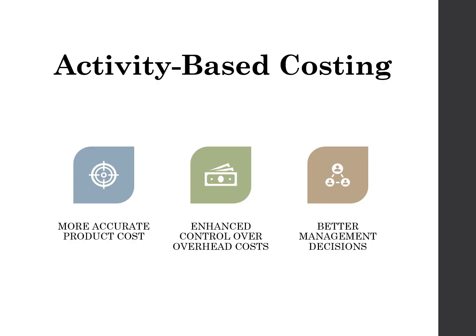ABC has 3 primary benefits. It creates more cost pools, which result in a more accurate product cost. It also leads to enhanced control over cost. When implementing ABC, managers increase their awareness of the activities performed by the company. This helps managers classify activities as value added or non-value added. Lastly, ABC results in better management decisions.